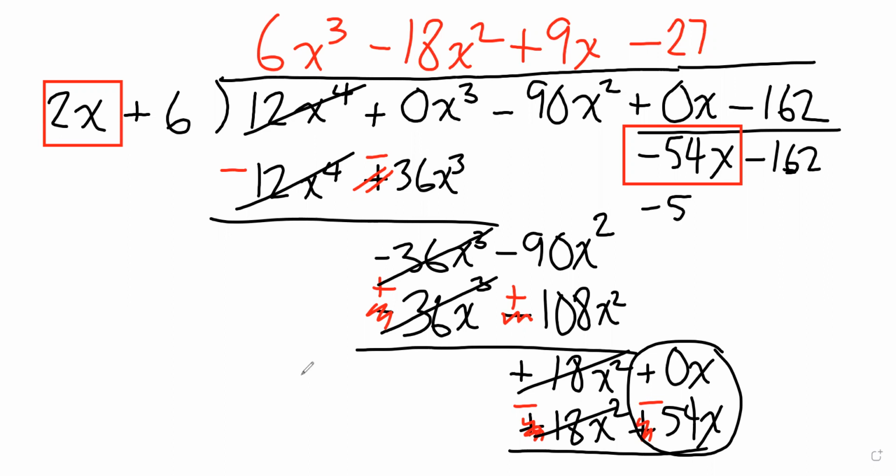Negative 54x. And then negative 27 times positive 6. Well, negative times positive is negative. And 27 times 6, let's see, it's 120 and 42. It's exactly 162. All right, this doesn't normally happen in a long division problem, but it can happen where you're going to get a remainder of 0. It's not immediately obvious.